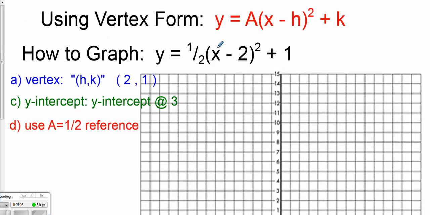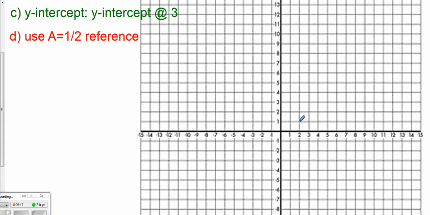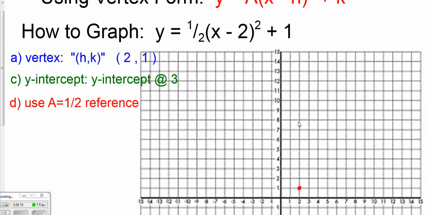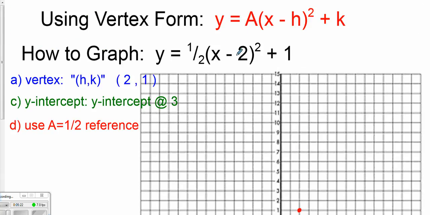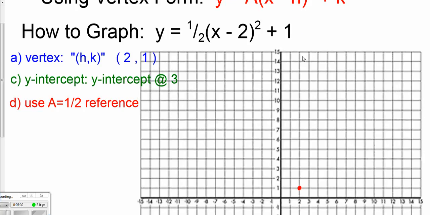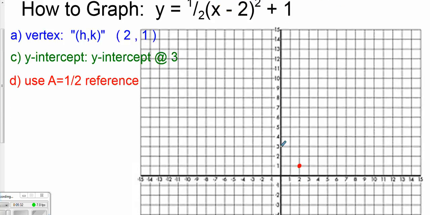Let's do one more. We have 1/2 of (x minus 2) squared plus 1. So we start at our vertex: the opposite of this is 2, the exact of this is 1, so (2, 1) is our vertex. Plug in 0 right here. 0 minus 2 is negative 2. Negative 2 squared is 4. Half of 4 is 2, plus 1 is 3. So our y-intercept is at 3 right here.